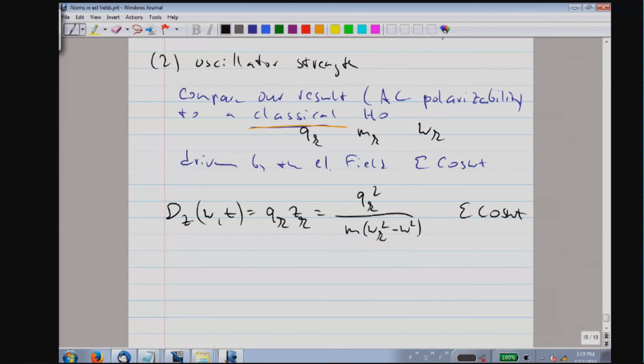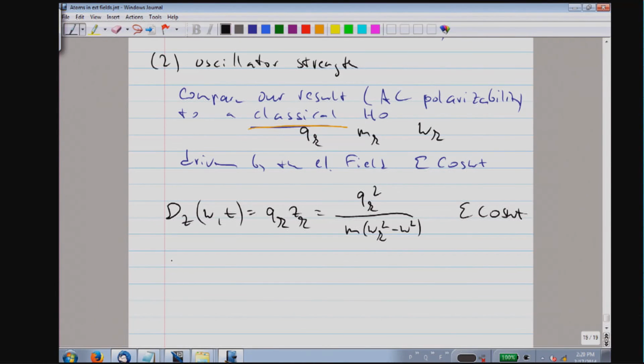There is this resonant behavior. And so that's the response of the classical harmonic oscillator. Yeah, so this is just classical harmonic oscillator physics.